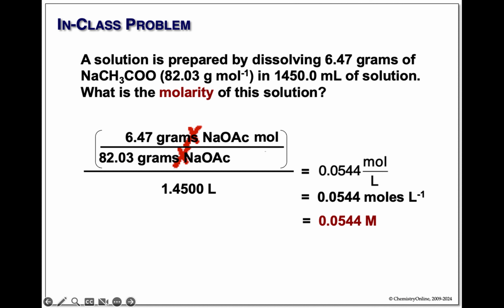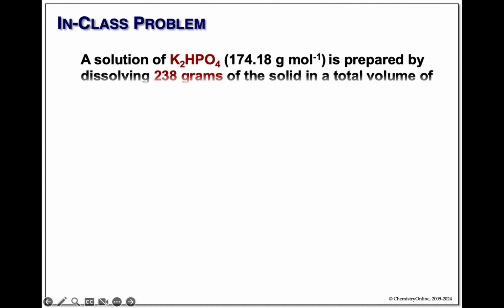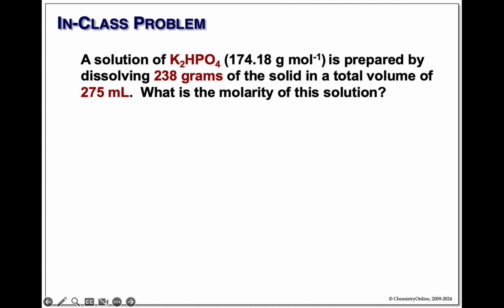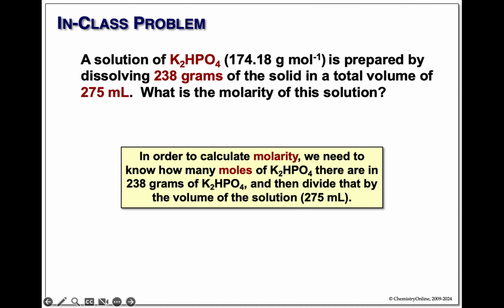Now, there are a number of varieties of ways that you can ask questions about molarity. This is just like the one we just did. Why don't you go ahead and do this one? 238 grams, 174 grams per mole, and we have 275 milliliters. You want to figure out the number of moles and divide it by the number of liters. So just set this up quickly.